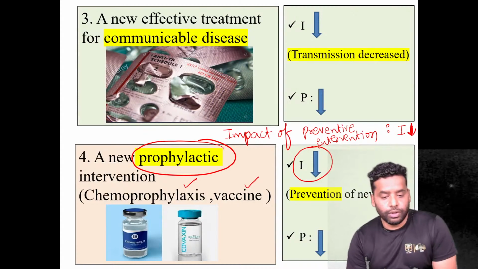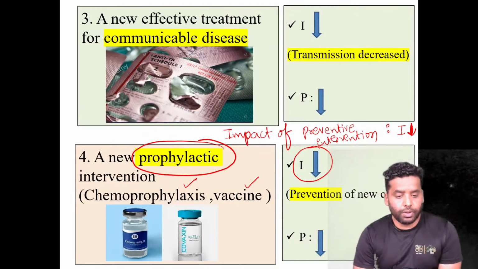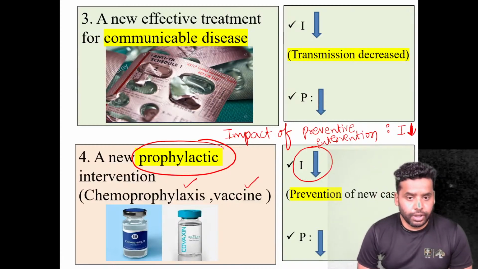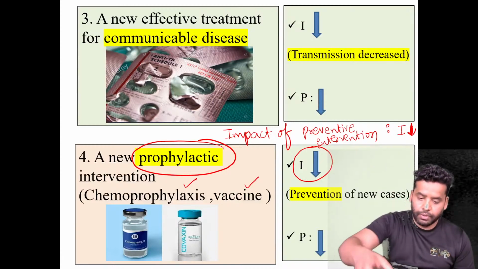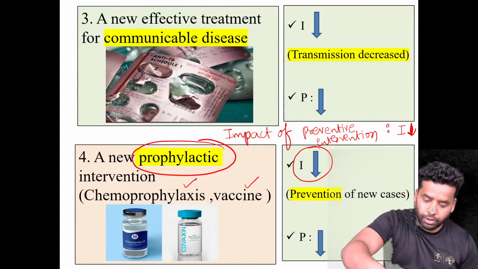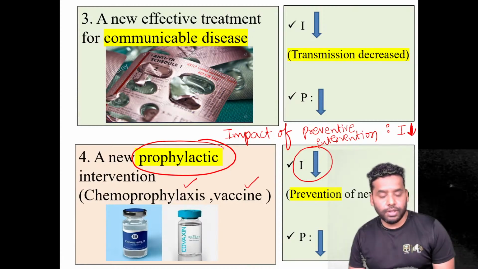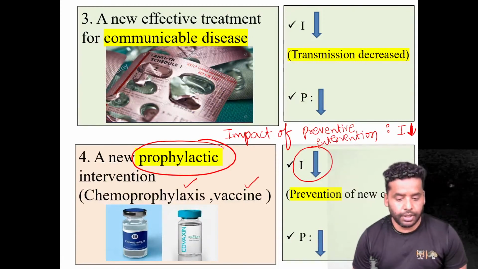1, 2, 3, 4. The first 2 questions were on cancer, a non-communicable disease. The third question is on communicable disease. The fourth is on preventive intervention. Did you note all the points discussed here? These are very important things, repeatedly asked questions: prevalence, incidence, duration. Did you note all these points?